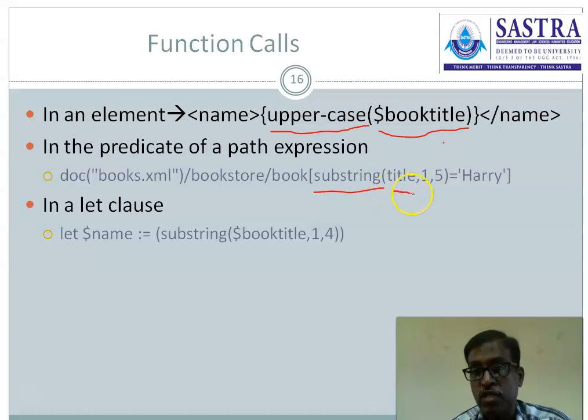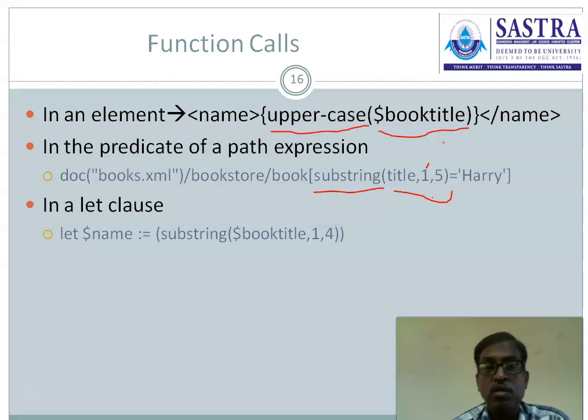Substring is a function on the title. I am going to extract using the substring function. As in other languages, the substring function is used to extract a part of the string from the original string. So title, 1, 5. Which title? The title that starts with Harry. So that should be extracted. 1 to 5 characters extracted.